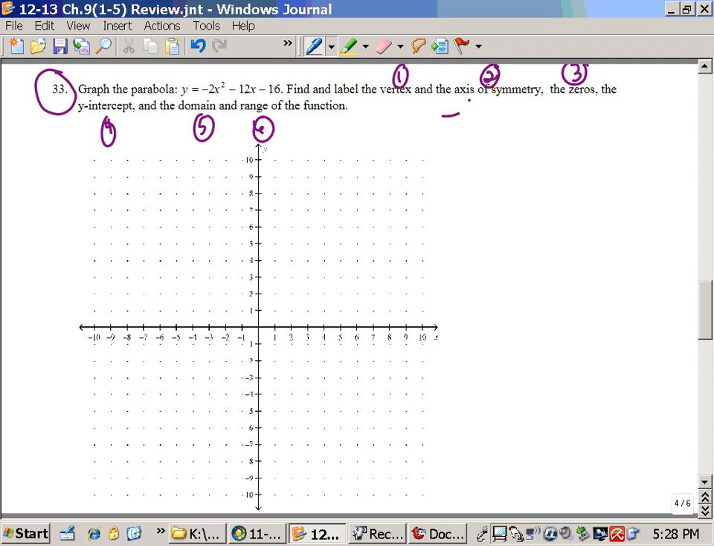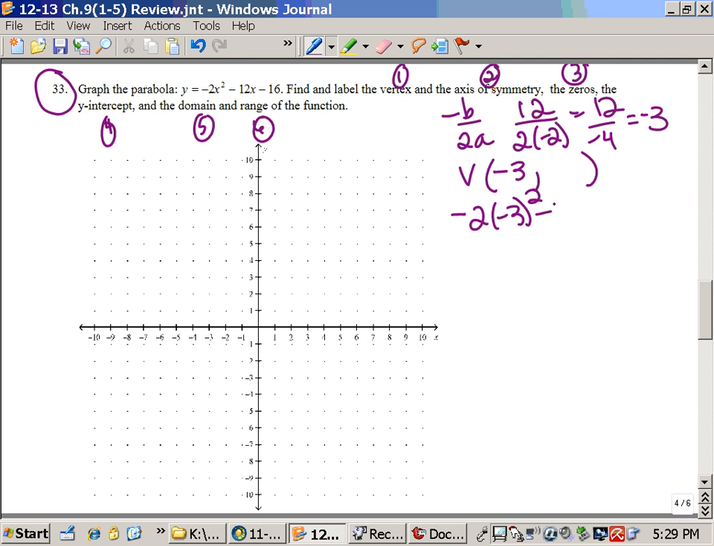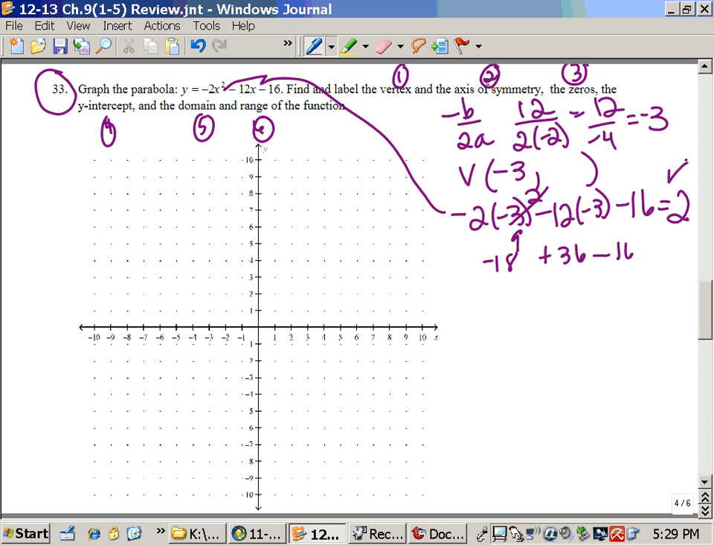All right, my vertex x value is -b over 2a. So that's going to be -12 over 2 times -2. That's 12 over -4, which is -3. So my vertex x value starts with -3. Then I have to plug that in, so that would be -2 times -3 squared minus 12 times -3 minus 16. I'm plugging it in for the x here and here. When you work that out, that answer gives you 2. -3 squared is 9. That gives me -18 plus 36 minus 16, which is 2.